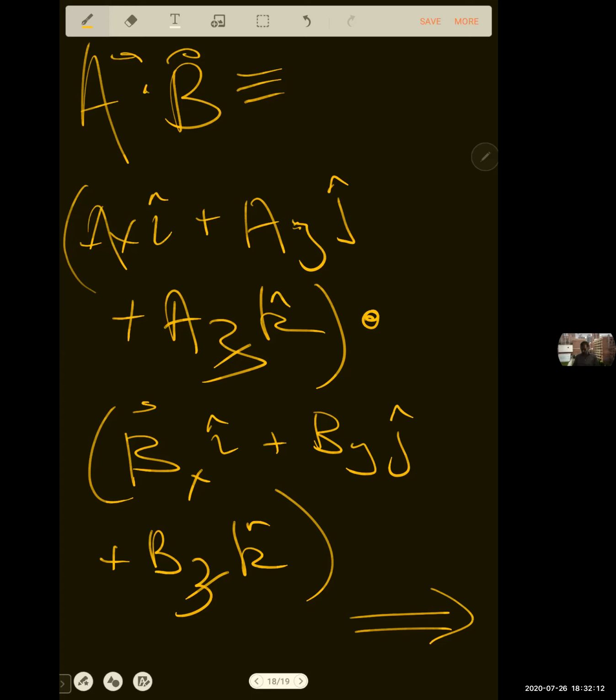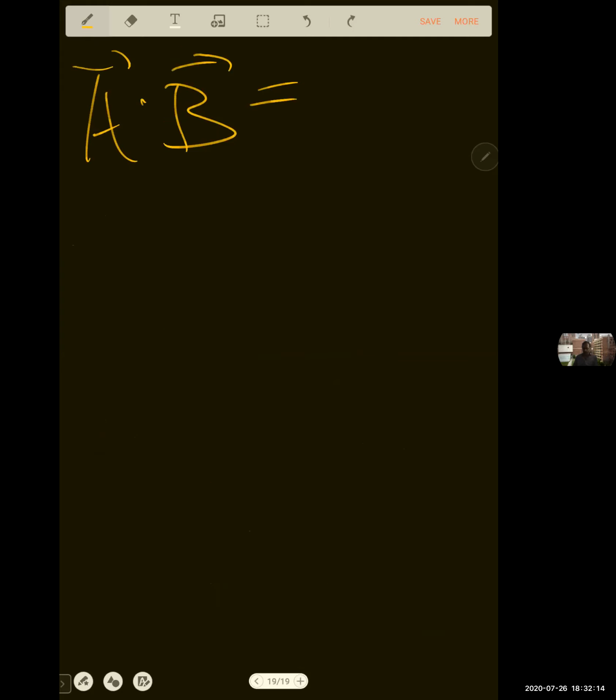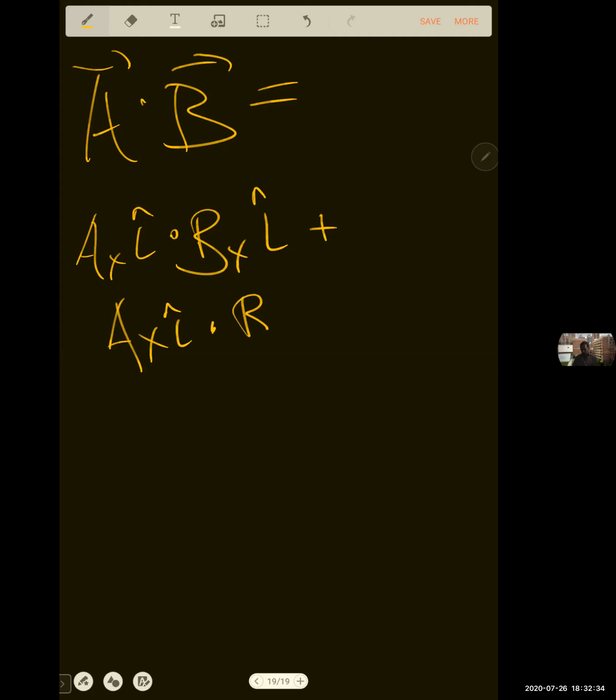Like I'm distributing everything. So I don't care what the actual vectors are, if you really think about it, if you FOIL this out, so to speak, you'll get A_x i hat dot B_x i hat, right? Plus A_x i hat dot B_y j hat. You see what I'm doing, right?